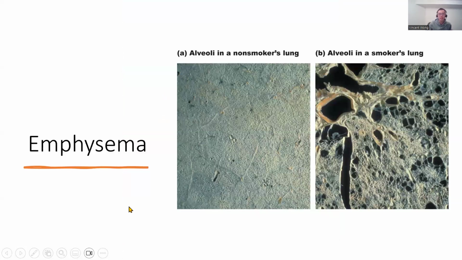Now, emphysema, that's another thing. Okay? Emphysema is another problem that occurs in long-term smokers. But smoking is not the only reason to cause emphysema. There are other causes as well. Okay? But emphysema is basically loss of elasticity in the lungs.